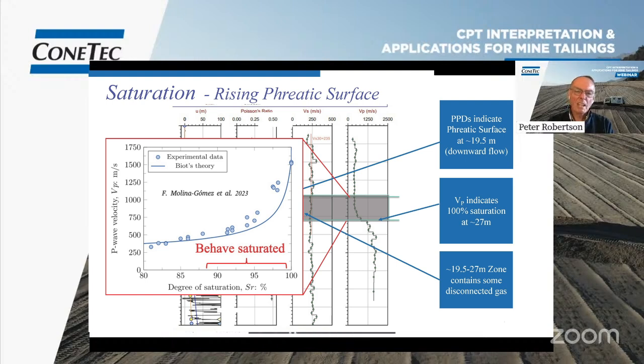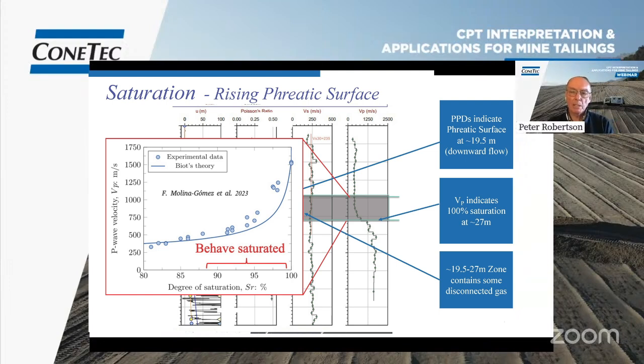And so here's a publication where they had some experimental data points, and the solid line is from Biot's theory. So theory says that when you get small air bubbles, it increases the compressibility of the fluid in the void spaces. And so the P wave velocity drops markedly. But, from roughly 85% up to 100%, the material is still going to behave as if it's saturated. It's just not strictly 100% saturated.